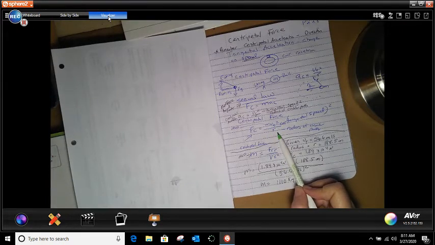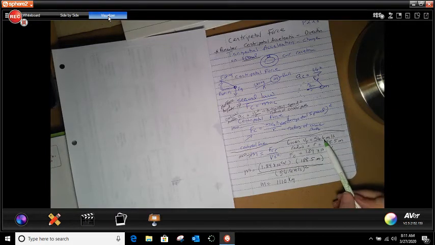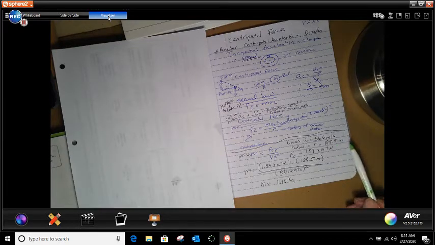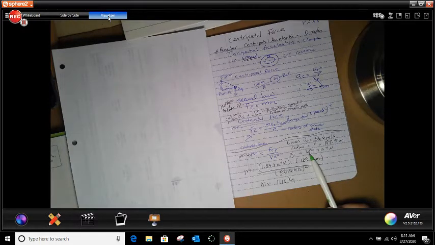In the book, it tells us a pilot is flying a small plane at 56.6 meters per second in a circular path. That's our velocity, and the radius is 188.5. The centrifugal force needed to maintain the plane's circular path is 1.89 times 10 to the fourth, and it's asking us what is the plane's mass.